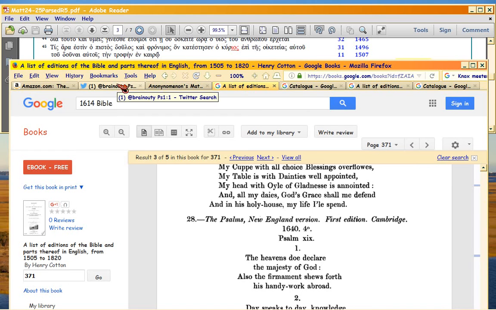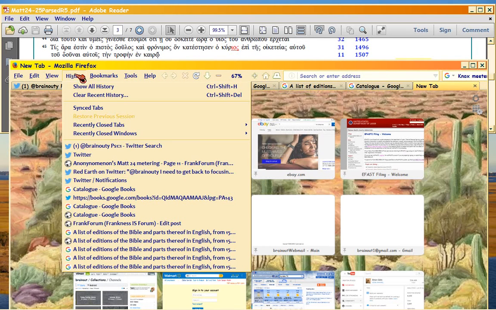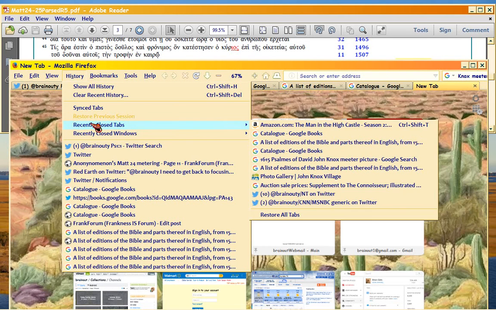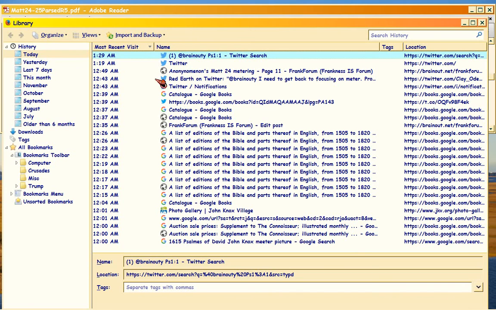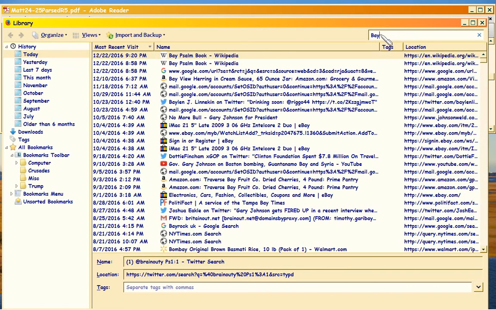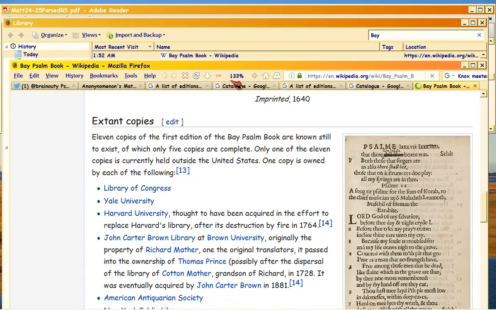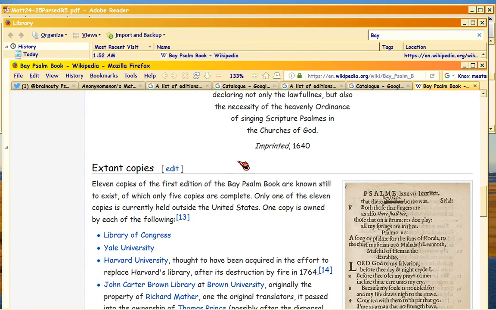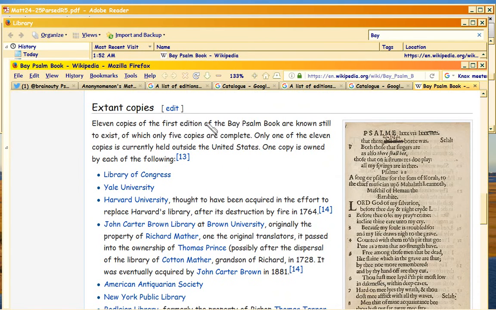Let's see. How about I kill this, and I make a new window, and I go through my history, and where is it? Bay Psalm. Ooh. Show all history. There it is. Bay Psalm Book in Wikipedia. You can just look this up in Wikipedia. Extant copies, they call it the Bay Psalm Book. That's one of its names.